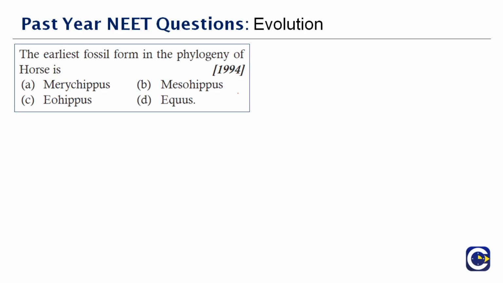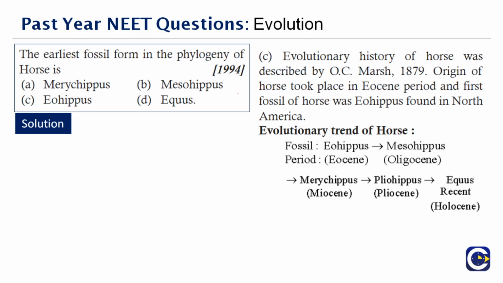Next question here. The earliest fossil form in the phylogeny of horse is dash, and this question was asked in the year 1994. So I'll give you the explanation to your right side so that it will be easy for you to understand. Evolutionary history of horse was described by O.C. Marsh in the year 1879. Origin of horse took place in the Eocene period, and the first fossil of the horse was Eohippus, which was found in North America. So the right answer is Eohippus, which is option C. So you can see the fossil of Eohippus and the evolutionary trend of the horse to your right side. So you can go through.